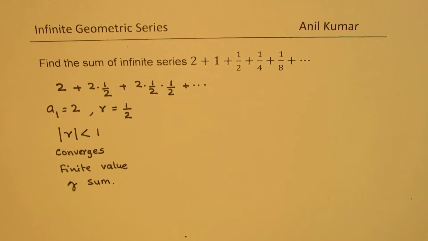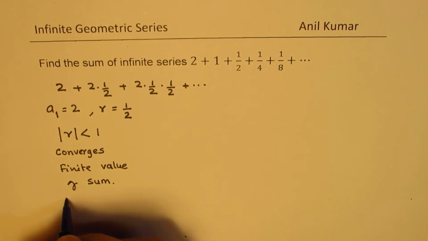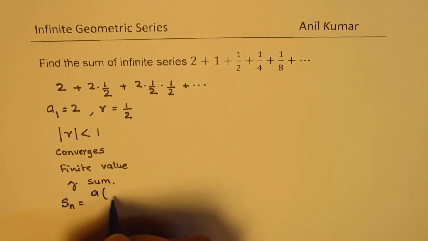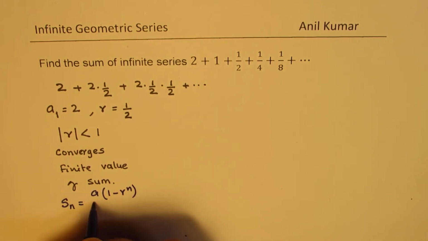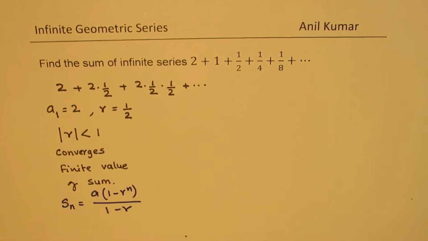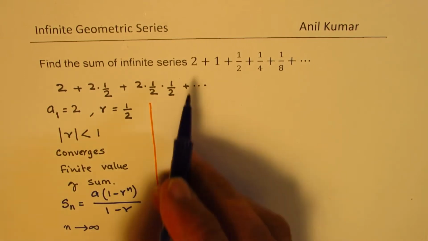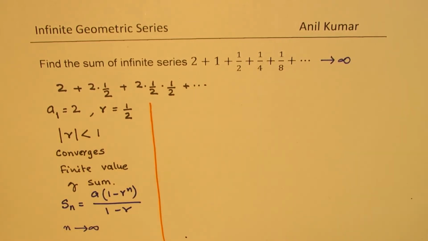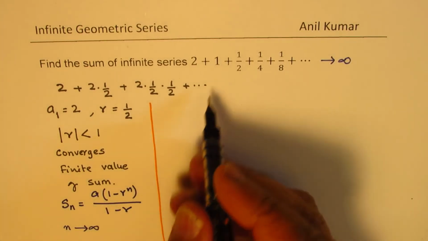Now the question here is, how do we figure out what that sum is? You know the formula for geometric series, which is S of n equals the first term times 1 minus r to the power of n over 1 minus r. This is a general formula which all of you know. We are going to see what happens to this formula when n approaches infinity. In an infinite series, n is approaching infinite terms. So let us first derive the formula, then we'll apply it.